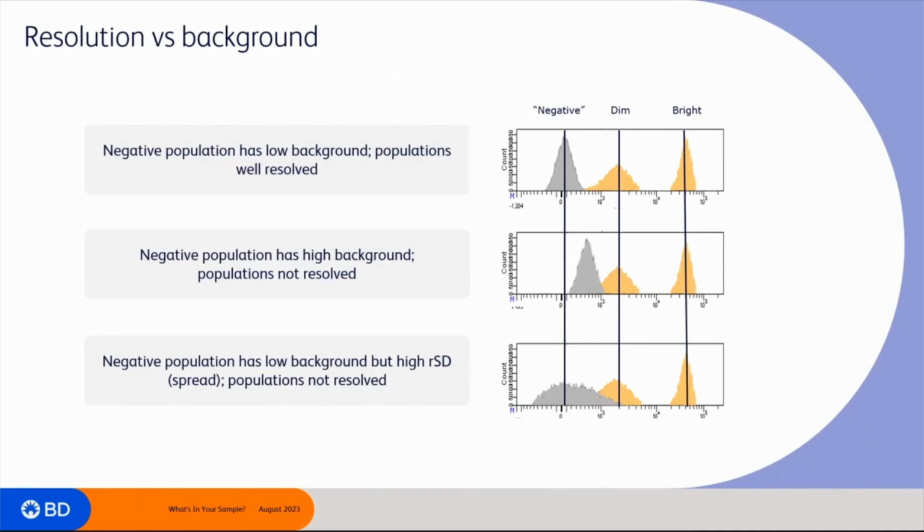Similarly, the resolution is not good when you have a negative population with low background but high spread. So what is spread? Spread is a phenomenon introduced by spillover. We will discuss spread in the next webinar, but you can clearly see the effect of spread on resolution: the separation between the negative and the positive population is diminished. So in the second and third case, even though the bright population is really easy to gate on, the main focus is our ability to gate on the dim population.